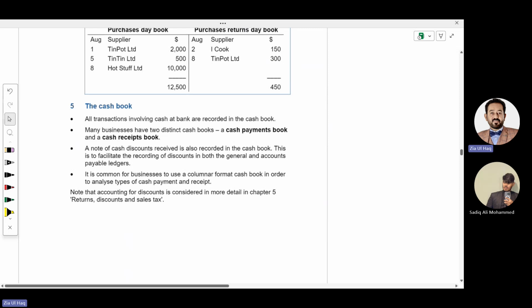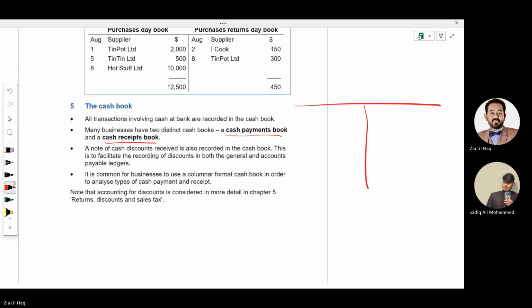The cash book is where we record cash receipts as well as cash payments. The cash book will look like this. This side will be called the debit side and this side will be called the credit side. Any cash received will be recorded here, with the party's name and the dates. Any cash payments will be recorded here, with party names and dates.